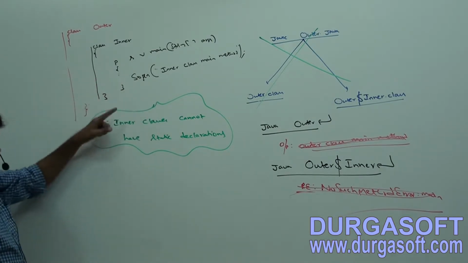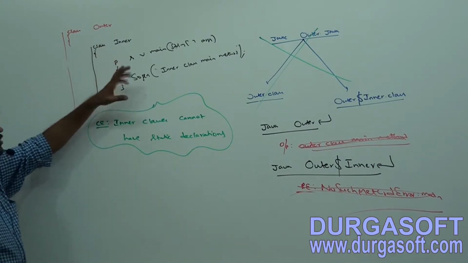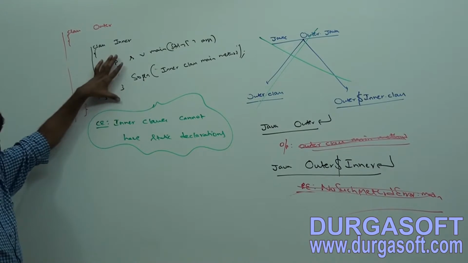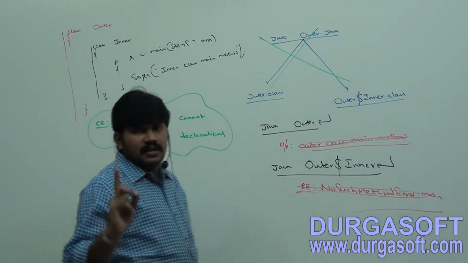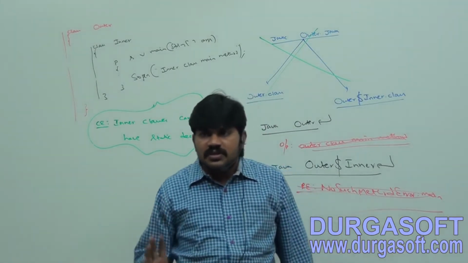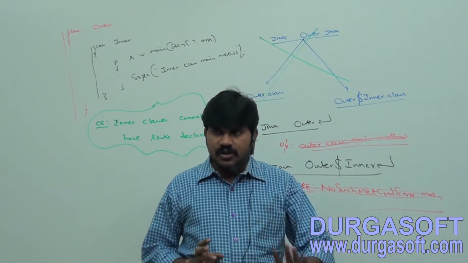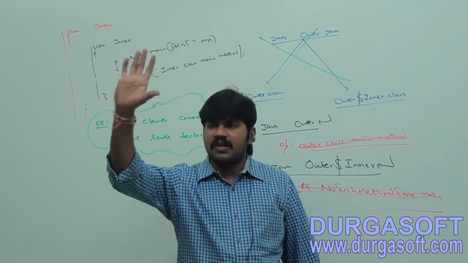Without an existing outer class object, there is no chance of an existing inner class object. Inner class always talks about object-related terminology. That's why inside an inner class there is no chance of existing static members, right? If by mistake you take a main method, we are going to get a compile time error.